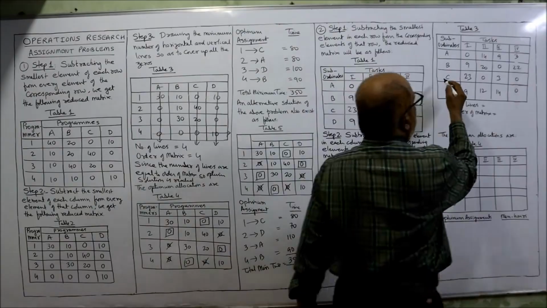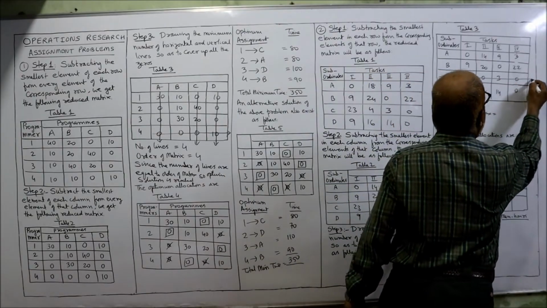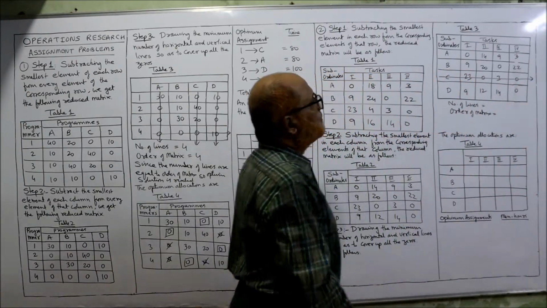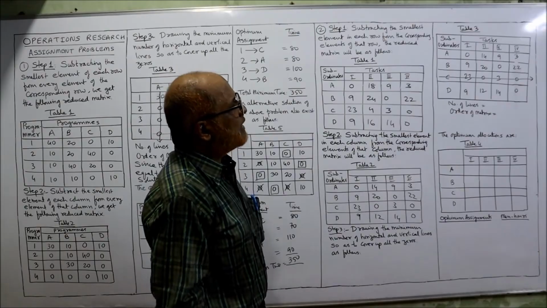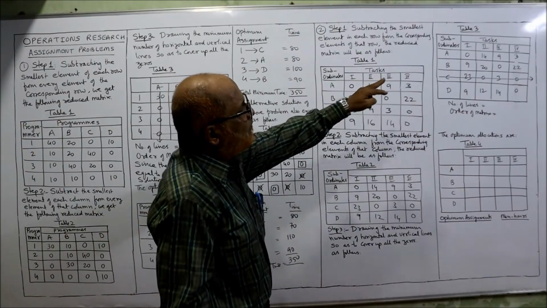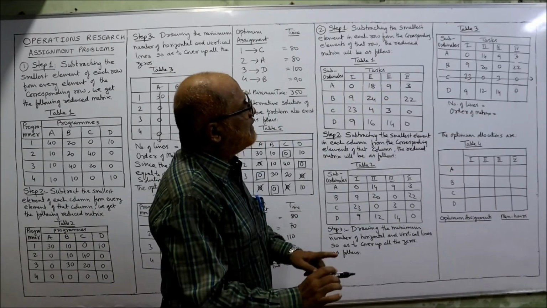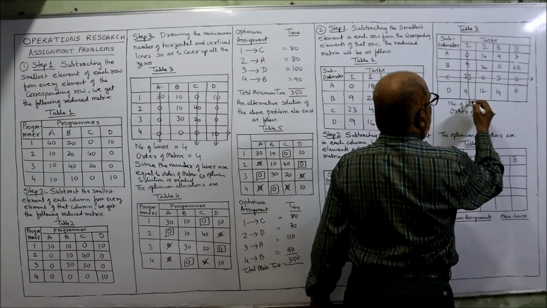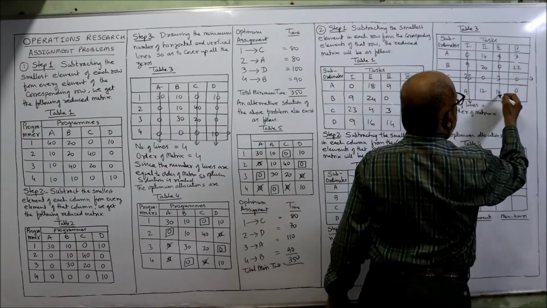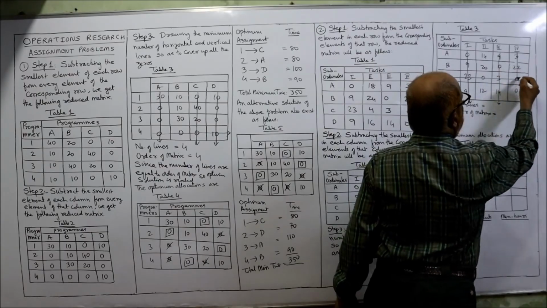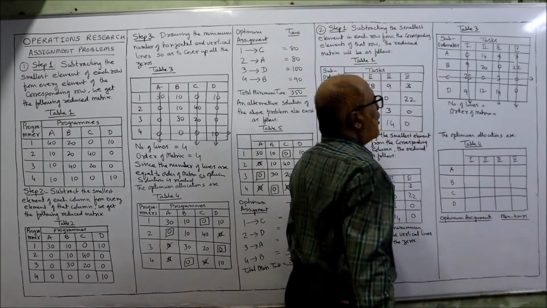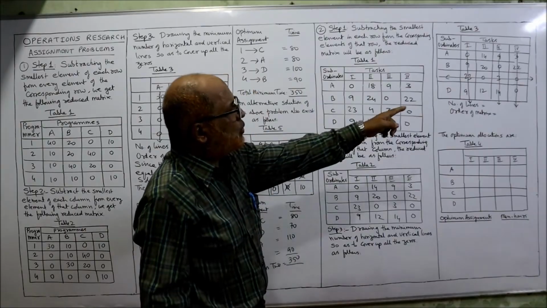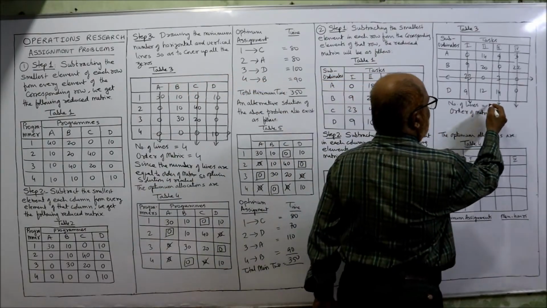Now I'll make this 0. 2 zeros are cancelled. In one line, 2 zeros are cancelled. Now remaining 1, 2, 3. 3 zeros at 3 different locations. So what I can do? This one line and this 2 line and this 3 line. So how many lines are required? 1, 2, 3, 4. Number of lines are 4.